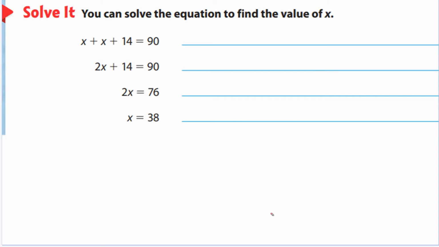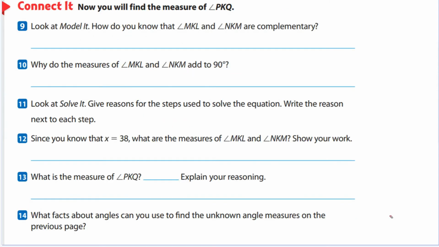So X plus X plus 14 equals 90. 2X plus 14 equals 90. 2X equals 76 and X equals 38. Think about the process and the steps they did to get to the answer as X equals 38. Now let's connect it all.